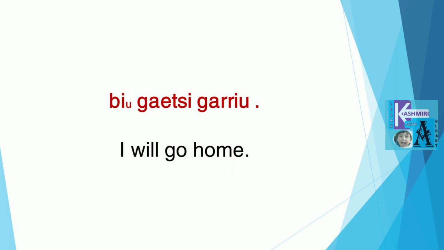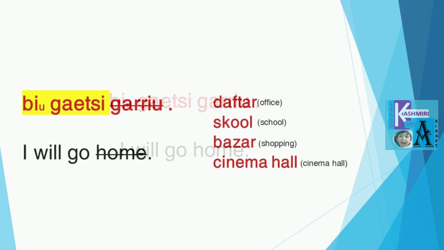This sentence, bgatsa gar, could be used to make four more sentences. All you have to do is to replace gar, which is house or home, with daftar, school, bazar, or cinema hall. The sentences will be like bgatsa daftar, bgatsa school, bgatsa bazar, bgatsa cinema hall.